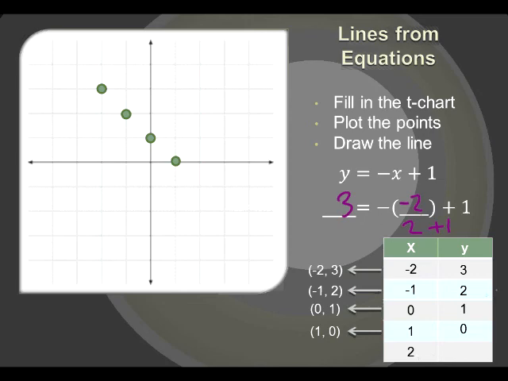The opposite of 2 is negative 2. Plus 1 is negative 1. So your point is at 2, negative 1. So let's go over 2, down 1, and there's your last point.